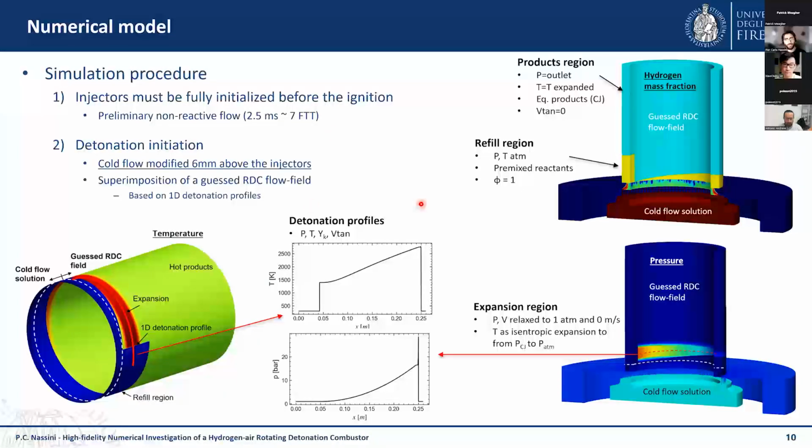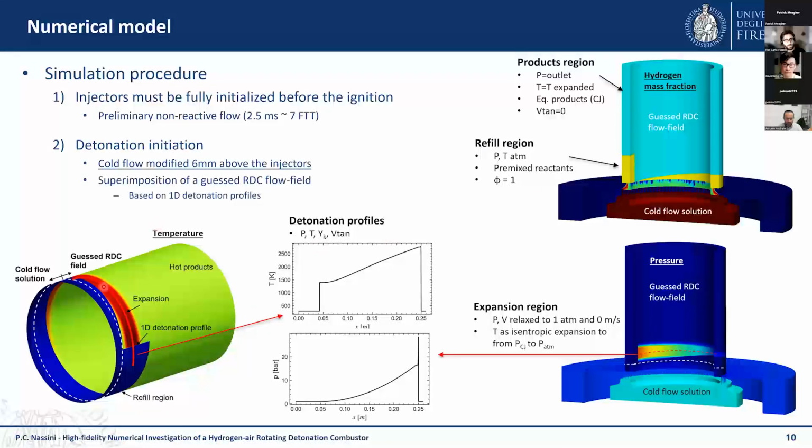So what we did is we ran a simulation with a preliminary non-reactive flow of about 2.5 milliseconds, which is around 7 flow-through times of the combustion chamber of our test rig, to fully initialize the injectors. And then we cut the cold flow solution about 6 millimeters inside the combustion chamber, leaving unaltered the solution below 6 millimeters. So here you can see the cold flow solution at the bottom, and at the top we superimpose a guessed RDC flow field.